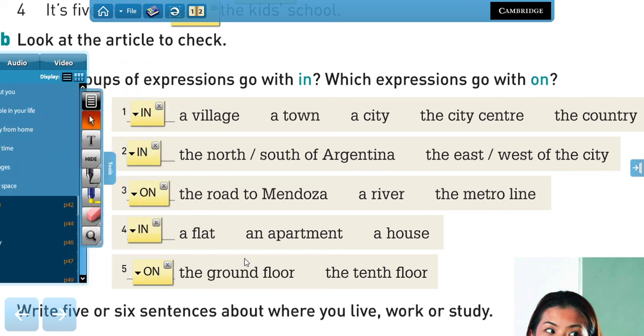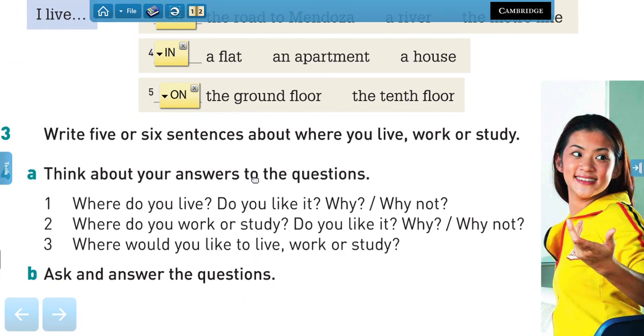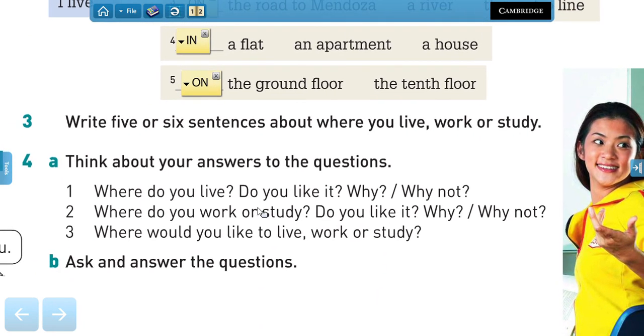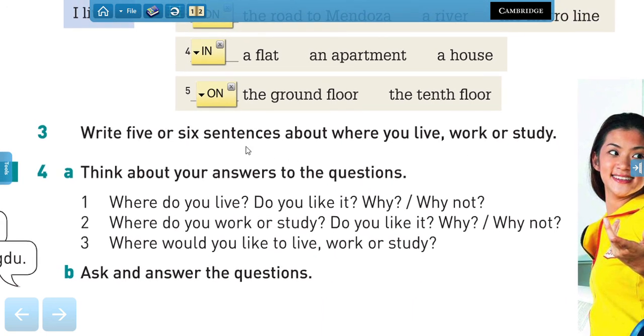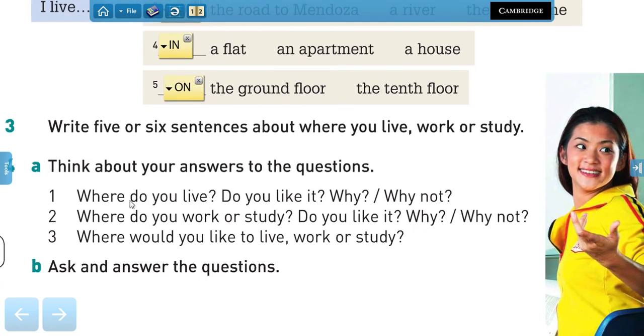Now, this is the homework for you. We're going to be talking about this in our next session. It says write 5 or 6 sentences about where you live, work, or study. Try to use, of course, the prepositions, right? Then again, try to think about these questions. Where do you live? Do you like it? Why or why not? And here we can use the examples of adjectives.